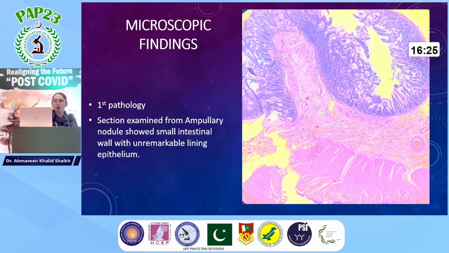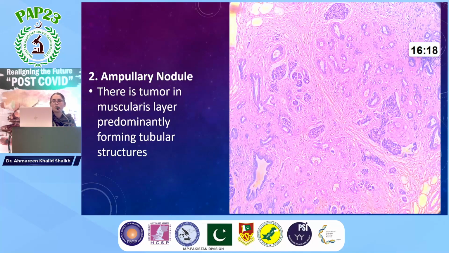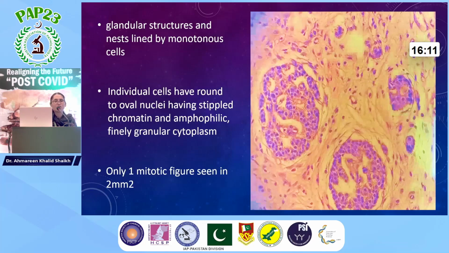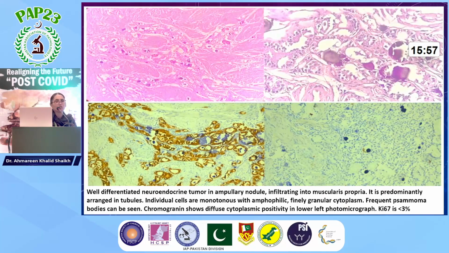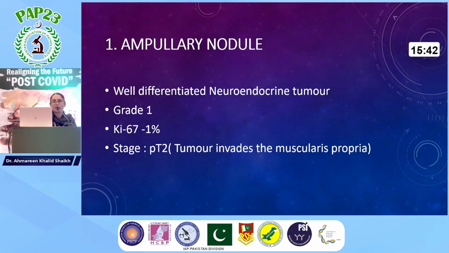The microscopic examination of the ampullary nodule showed unremarkable intestinal mucosa, and on a closer look in the muscle, we could see a tumor composed of tubuloglandular structures. The nuclei had a somewhat stippled appearance and granular cytoplasm. Only one mitosis could be identified, and there was no necrosis and not much atypia. We applied immunohistochemistry. There were also scattered psammoma bodies. The immunohistochemistry showed chromogranin positivity. So this was a neuroendocrine tumor, grade 1, with a very low Ki-67, confined to the muscular layer. It was not invading into the pancreatic head.